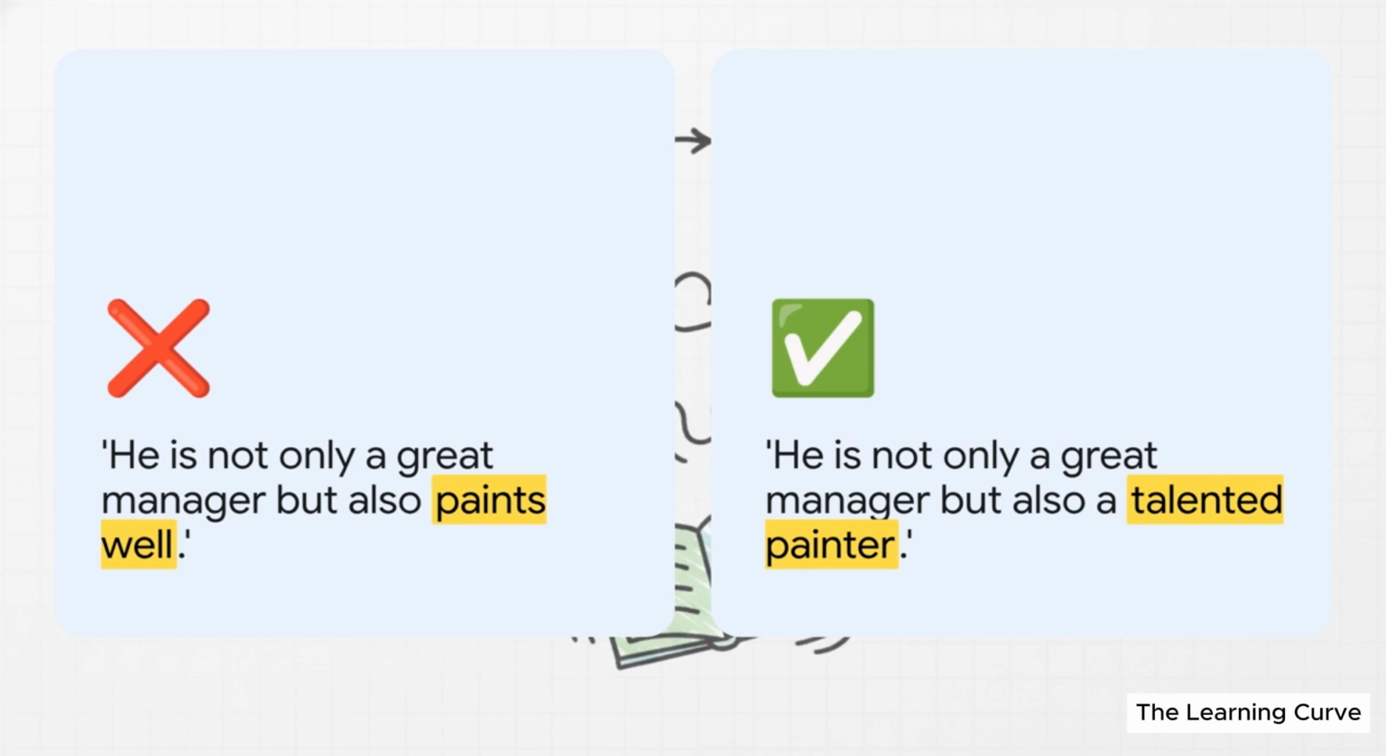And why is that? Because after not only we have a great manager, which is a noun phrase, but then after but also we suddenly shift gears into paints well, a verb phrase. The brain is expecting a matching pattern, and it just doesn't get one.